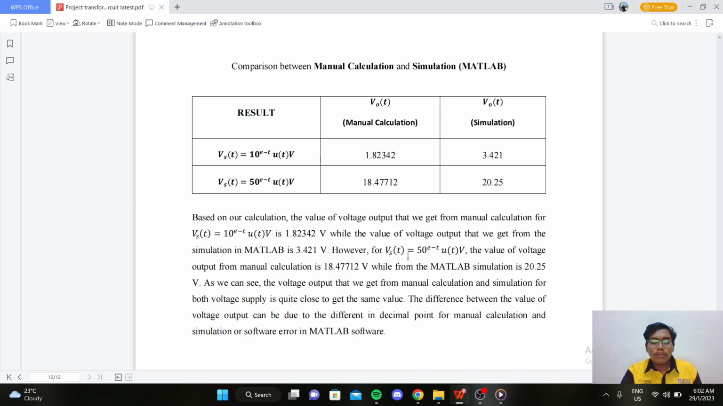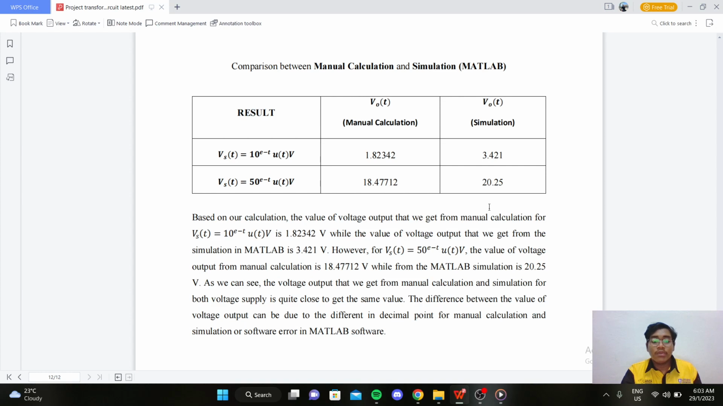Next, for a voltage supply of 50 power of E minus T volt, the voltage output from manual calculation is 18.47712, while from the simulation in MATLAB the value is 20.25. So what we can conclude is that the voltage output from manual calculation and simulation for both voltage supplies is quite close to the same value.